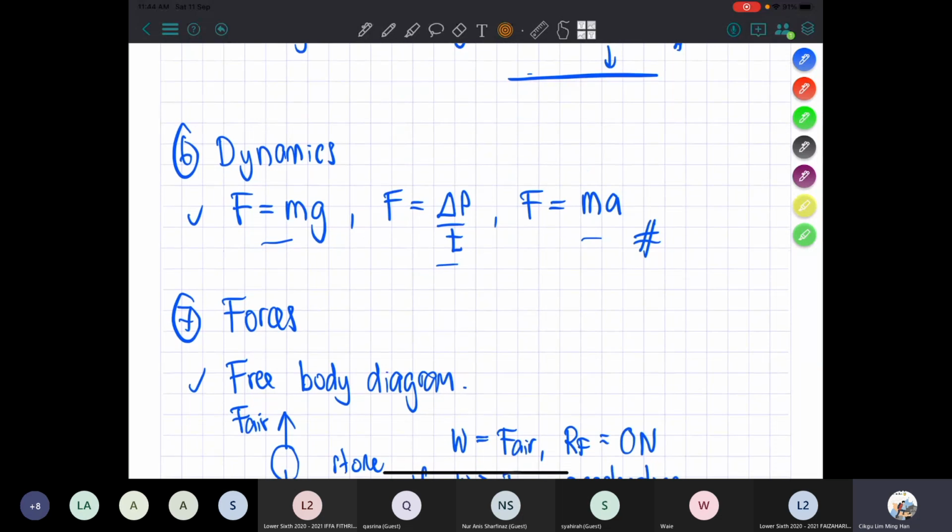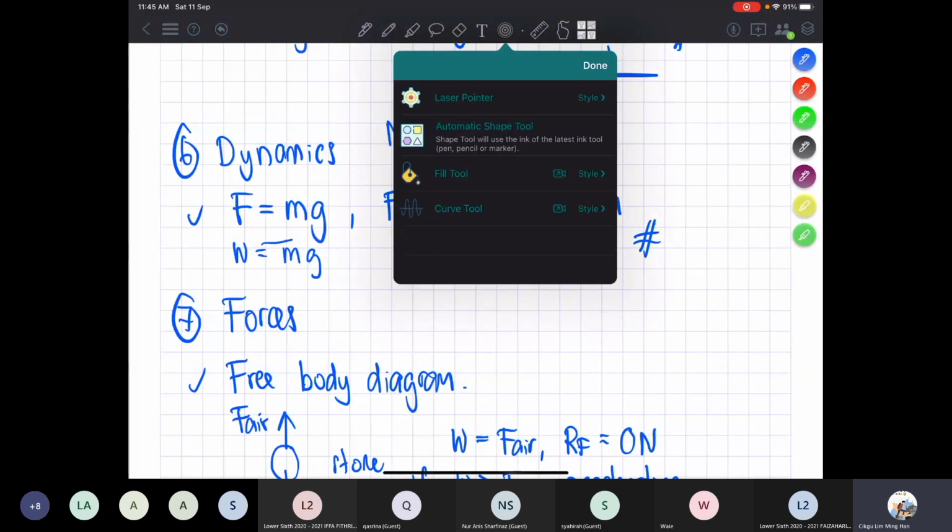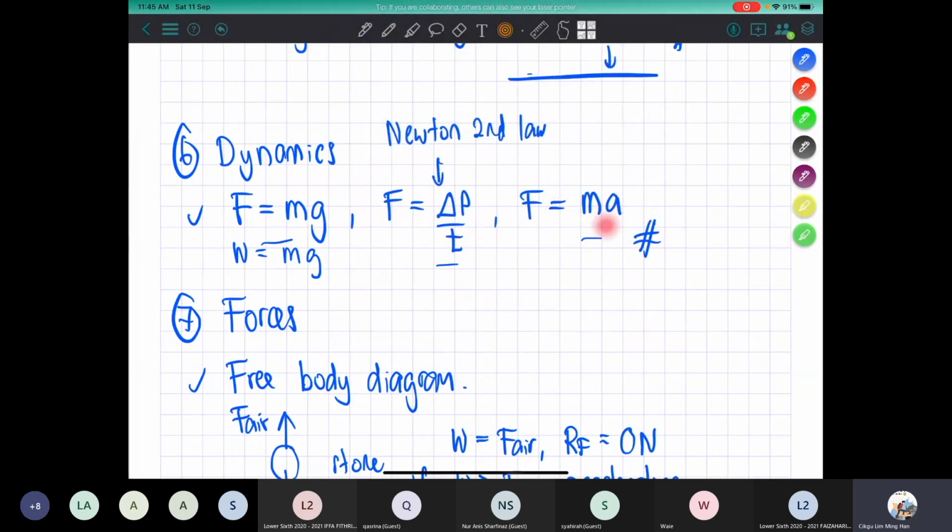All right. Number 6, we have dynamics. So dynamics is about motion to do with the forces. So of course you have F equal to mg, or sometimes you rewrite this one as W equal to mg. Sama sajalah. Yeah. And then you also have this one, the famous one. This is the Newton's second law. Rate of change of momentum. And then also you have the old style one, just in case you need it, F equal to ma.